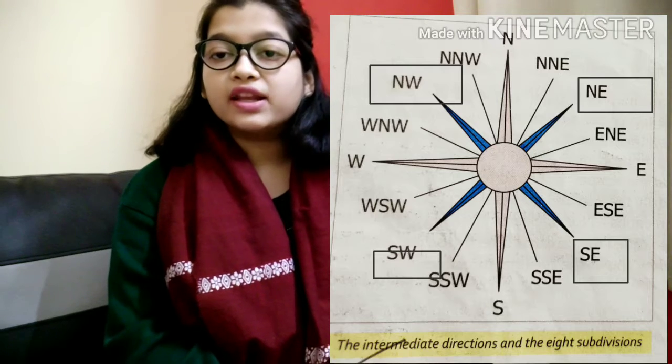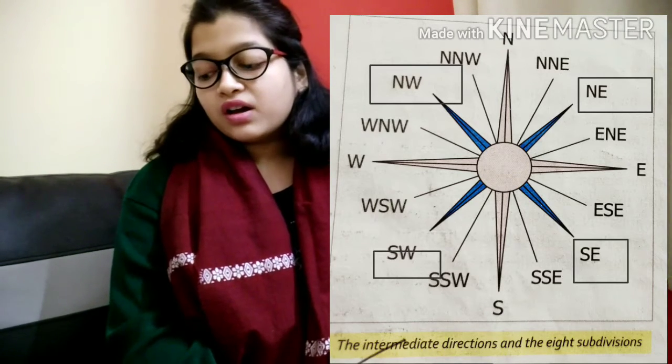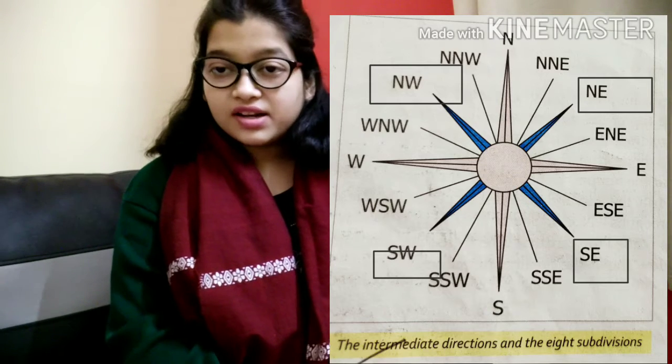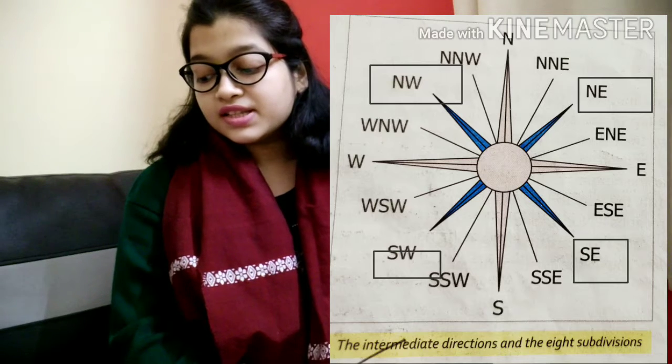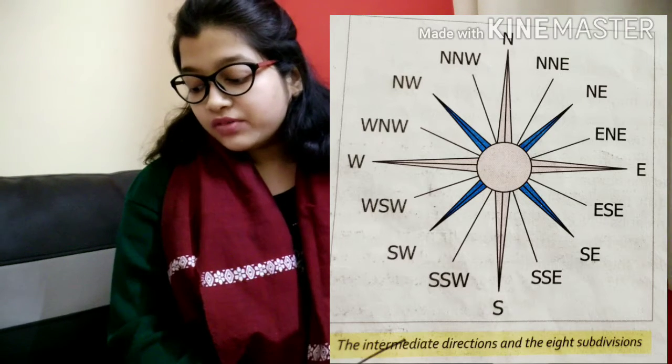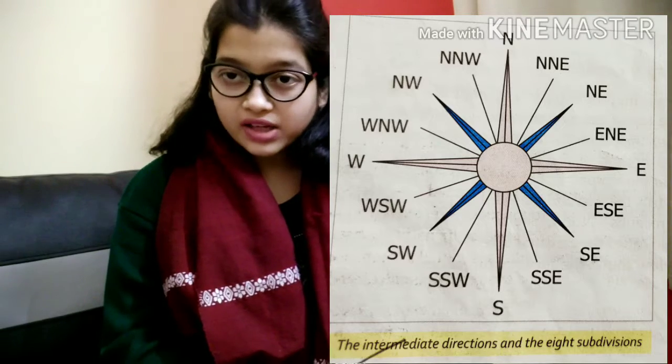So these four directions we consider as intermediate directions. Now we learned about cardinal directions and intermediate directions. Now there are more details in direction, that is subdivisions. 8 subdivisions. 8 subdivisions in direction.